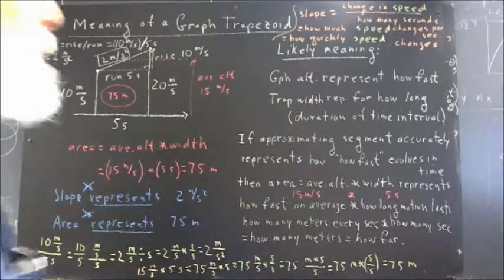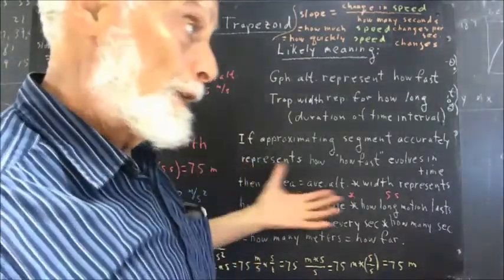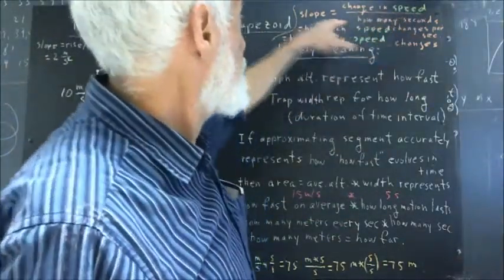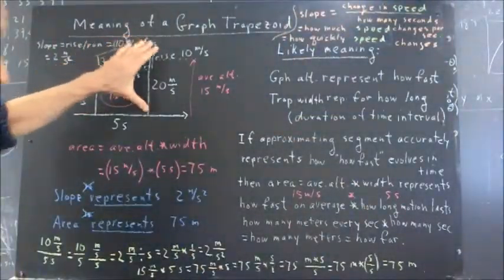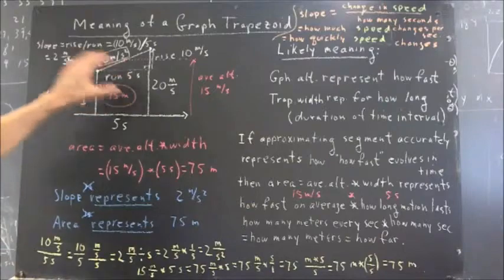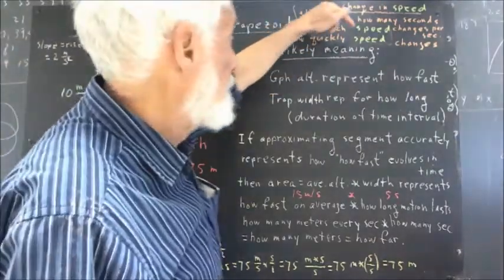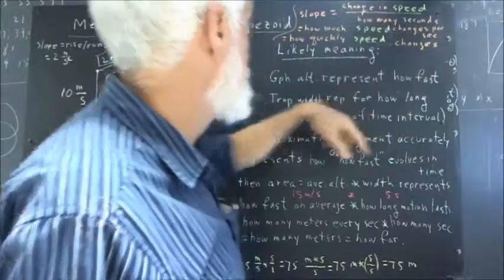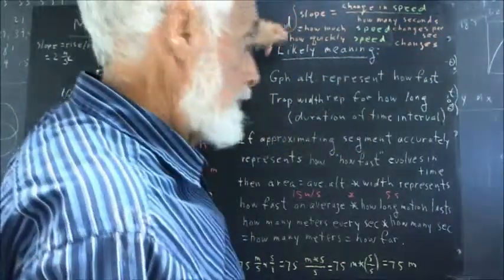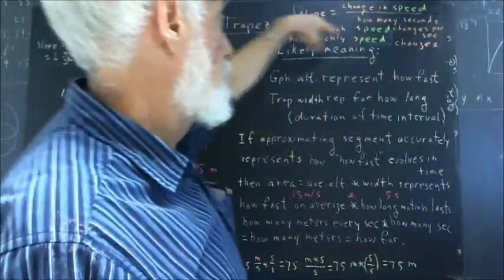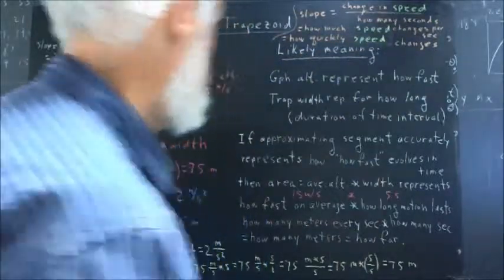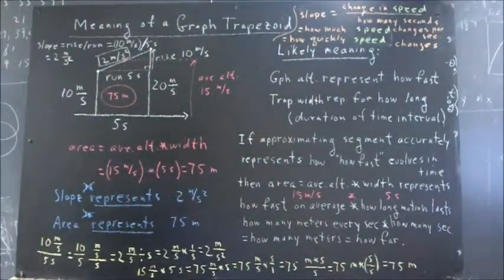Okay, I've made a change in my wording. Instead of how fast, I talk about speed. So slope is the change in the speed. The speed goes from 10 meters per second to 20 meters per second. The change in speed is the difference, which is 10 meters per second. And that's how much the speed changes per second, which tells you in a very tangible sense how quickly the speed is changing. So again, something you might want to think about.